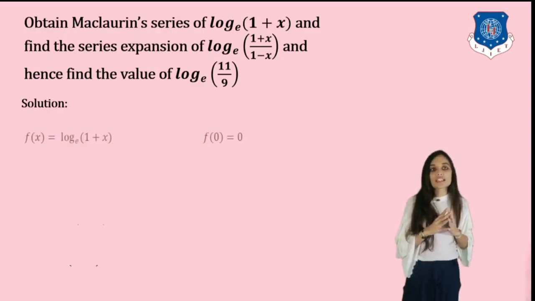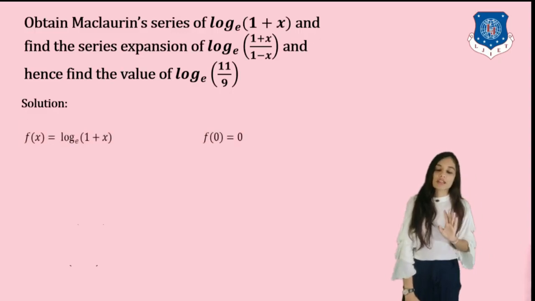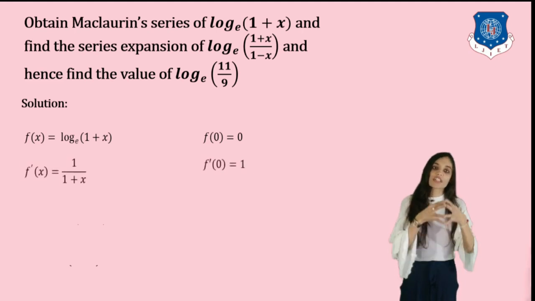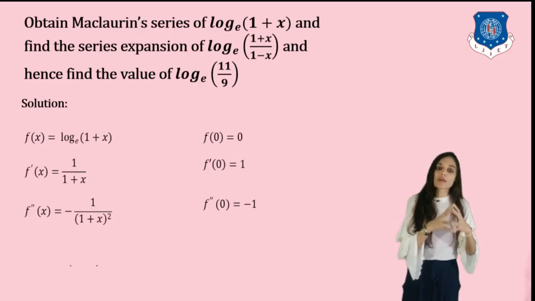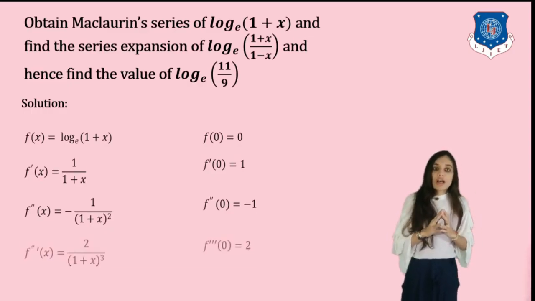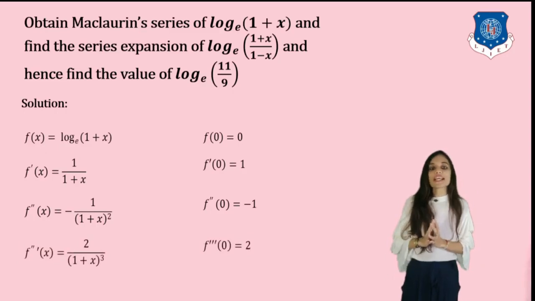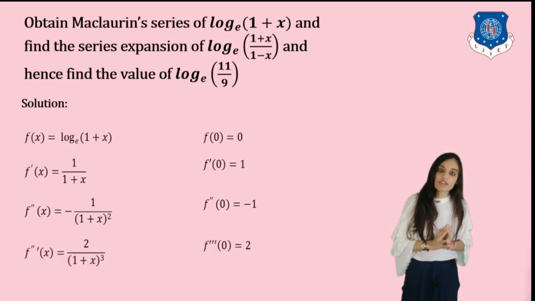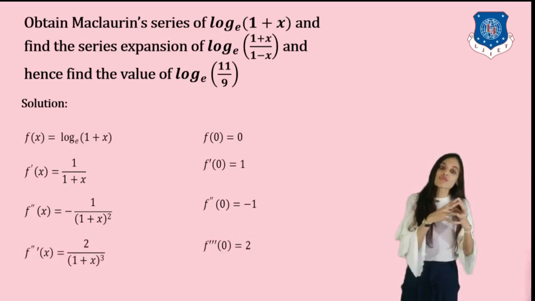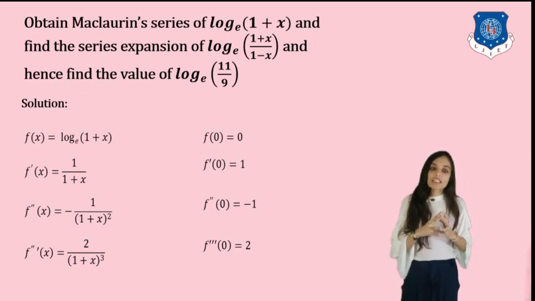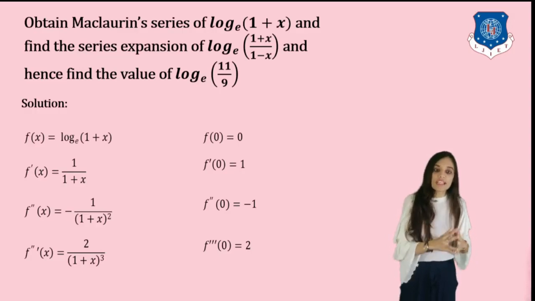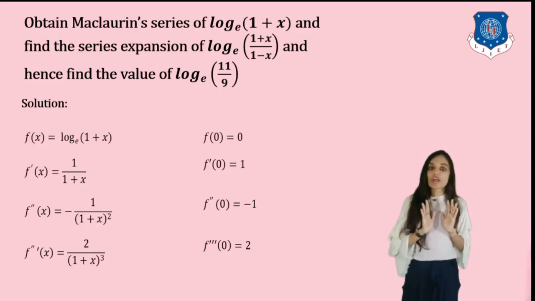Firstly, our function is log 1 plus x. So start finding a few of its derivatives. f dash of x will be 1 upon 1 plus x. Now f double dash of x will be minus 1 upon 1 plus x whole square. We know the derivative of 1 upon x is minus 1 upon x square, so f double dash x is found using that formula. Similarly f triple dash of x is 2 upon 1 plus x whole cube and so on.